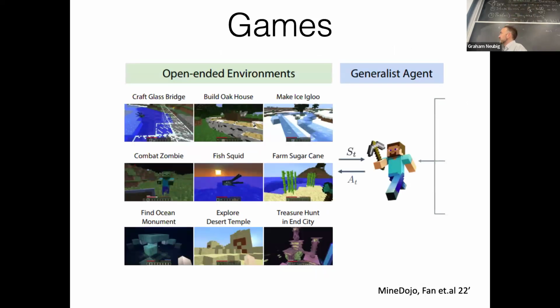There's also a fairly large amount of work in games. And Minecraft is one of the favorite games that people have been building agents for. This is an example from MineDojo, which is a benchmark for doing things within Minecraft. You can do things like craft a glass bridge, build an oak house, make an ice igloo, and other things like that. And then you have an agent that can perform goals in this setting.